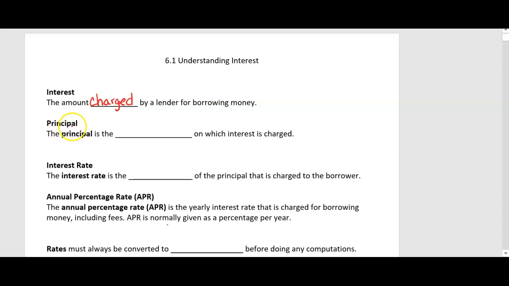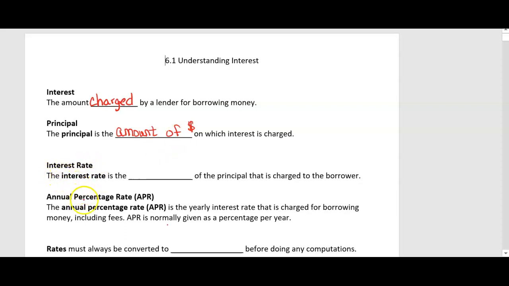Principal, that is a very key word, and you're going to see this in a lot of our formulas that we have in Chapter 6. But principal is the amount of money which you're borrowing. So this is how much money you are borrowing and what they're charging you the interest on. So the amount of money on which your interest is charged.